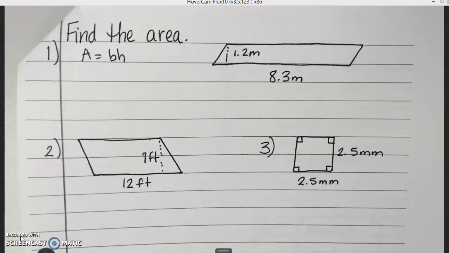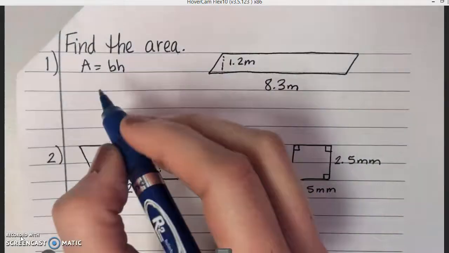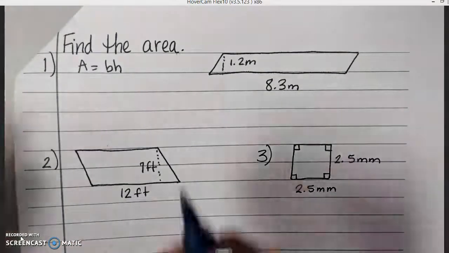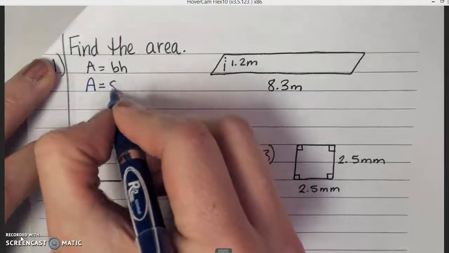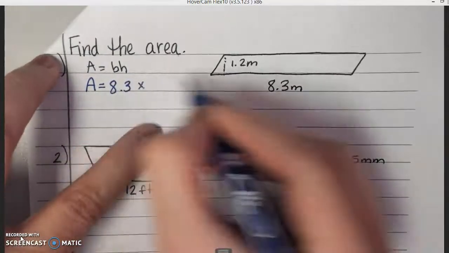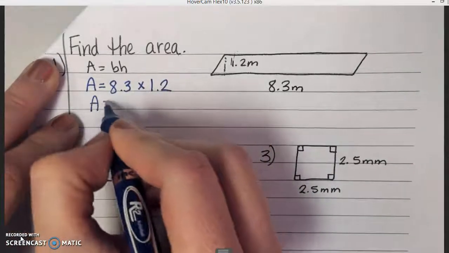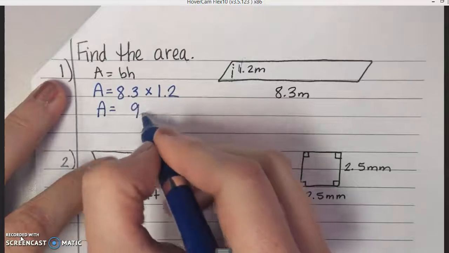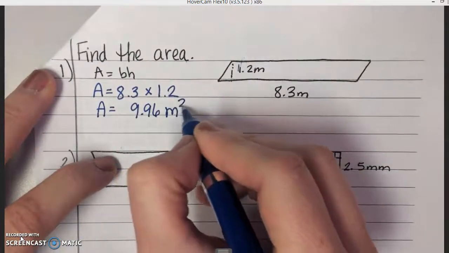Number 1. What's my shape? We've got a parallelogram. So I've got my formula. Area equals base times height. And they've actually already written this part out for you. So we've got that the area equals, the base is 8.3. And the height is 1.2. So 8.3 times 1.2 gives us what? 9.96. Now what unit do I put after it? M squared, for meters squared.